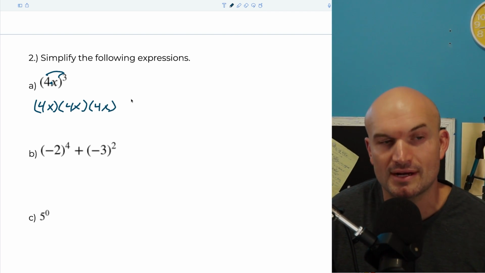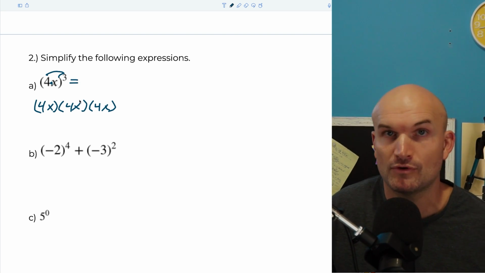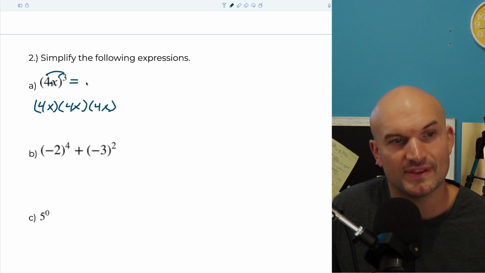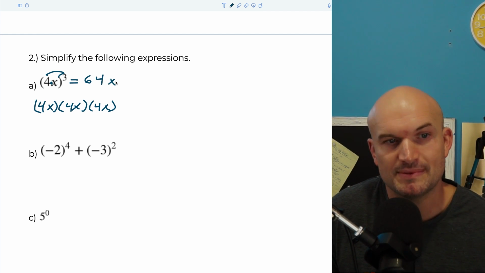4x times 4x times 4x. Okay, that's what it represents. So in this case, 4 times 4 times 4, right? It's going to be 4 times 4 is 16, and therefore that's going to be 64. And therefore x times x times x is just going to be x cubed.